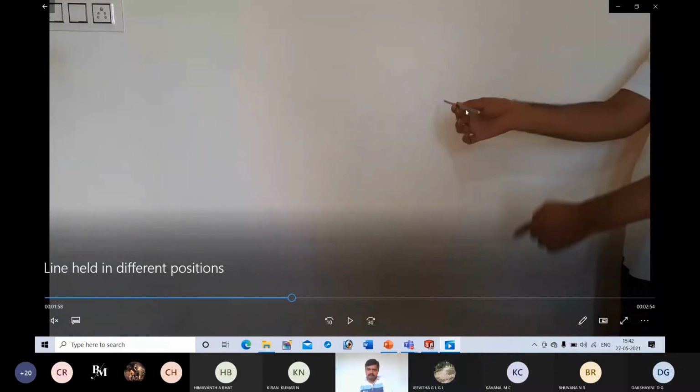It is a point. If I keep a line like this, it is perpendicular to VP. Whatever you project on VP is the front view. Since it is orthographic projection, from front it will be projected as a point. From top, you project this point and this point, and it will look like a line. Since it is parallel to HP, the view on HP will be a line and its length will be as it is.